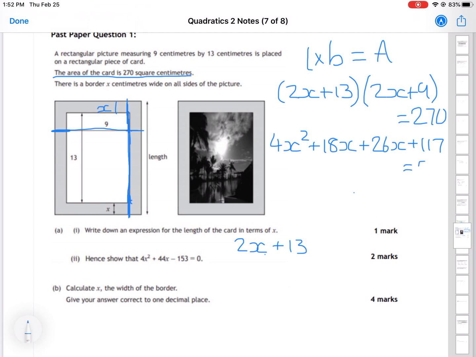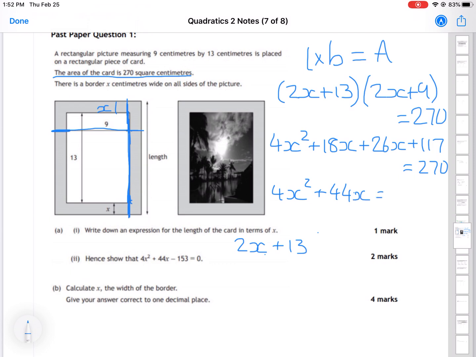117, and that all equals 270. Okay, I'm just trying to squash that in there so I've got enough space to do the quadratic formula in a little bit. I need to take away 270 from both sides and collect the x's. So 4x squared plus 44x.